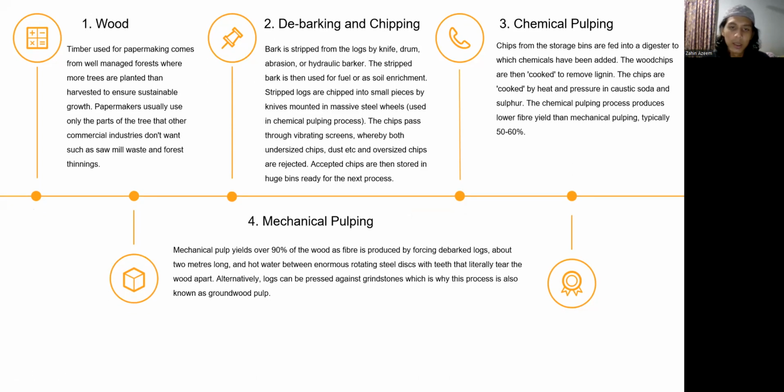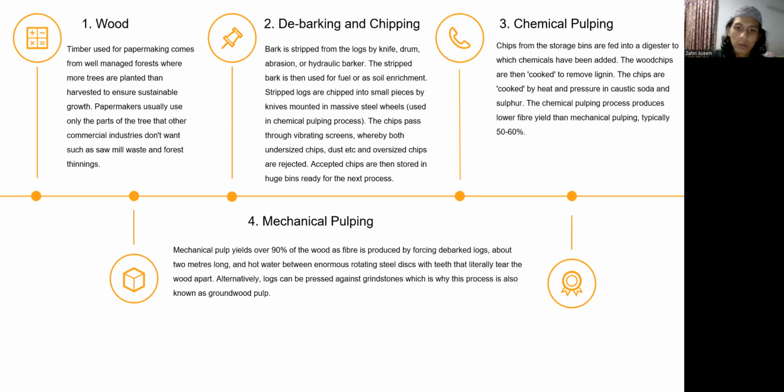The second step, from the wood, is barking and chipping. Bark is stripped from the logs by knife, drum, abrasion, or hydraulic barker. The stripped bark is then used for fuel or as soil nourishment. The stripped logs are chipped into small pieces by knives mounted in massive steel wheels, used in the chemical pulping process, which I will explain later.